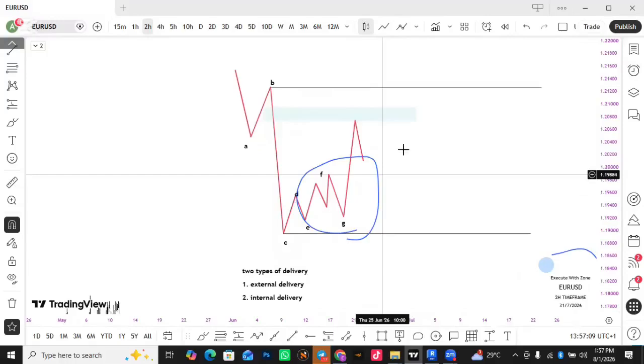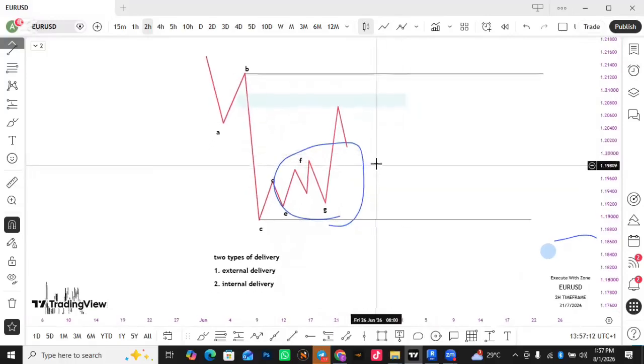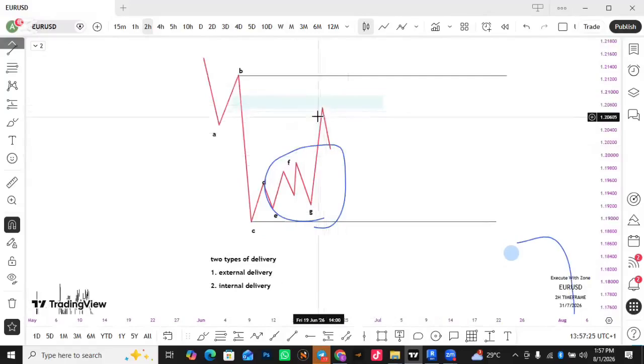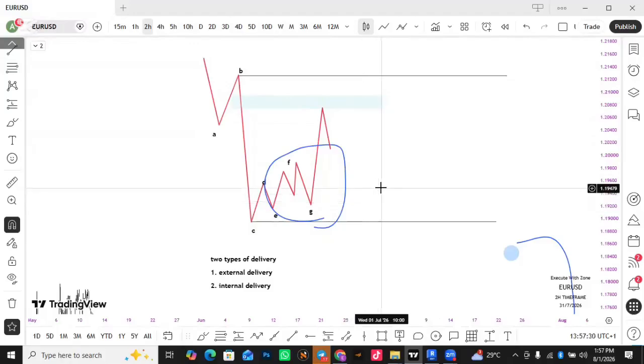One thing you want to know is that when you come into the chart, the internal will always deliver towards an external area of interest. For example, in this scenario, this is it. Or it will follow the external trend, which is this bearish move. That is one thing you want to know.